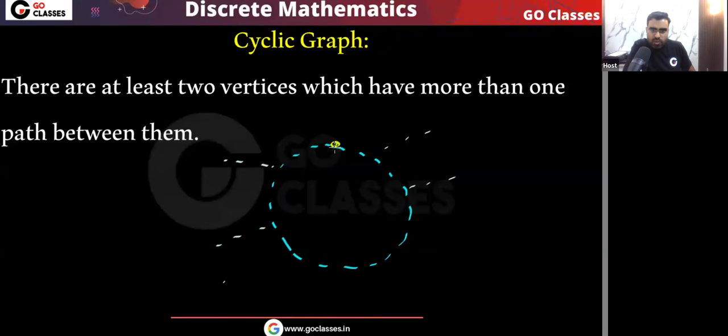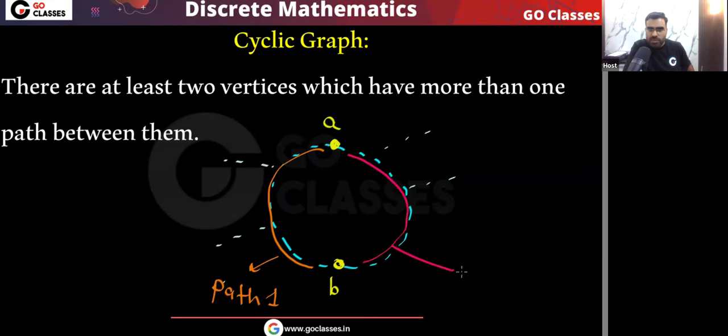Yes, this statement is true, because consider this vertex A and consider this vertex B. Now these vertices have more than one path between them. You can see, look at this path. This is path 1. And look at this path. This is path 2.